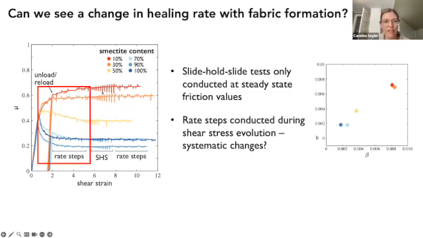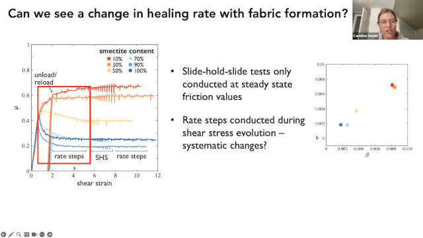And so we wanted to see if we could measure the change in healing rate associated with this fabric formation, but we don't have any of the slide-hold-slide tests in these regions. All the slide-hold-slide tests are in the middle of the experiment, when a steady state value has already been reached. So we wanted to try, because the B parameter of A minus B in rate and state friction is related to the healing rate beta. This is just for our experiments here, but you can see that they're very closely related and are just about even the same value in most cases.